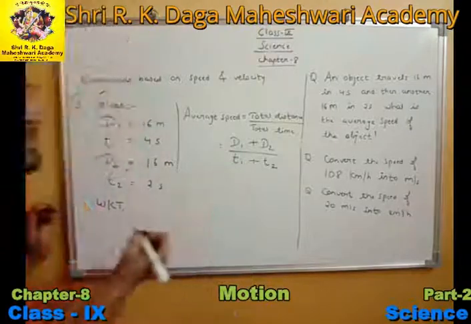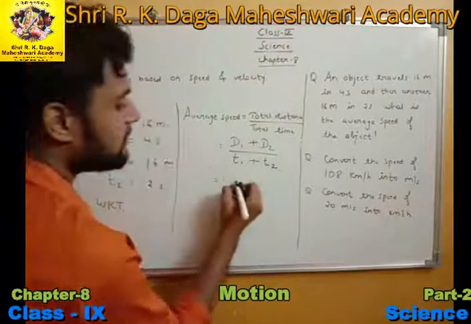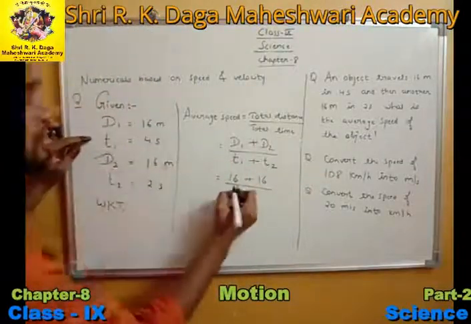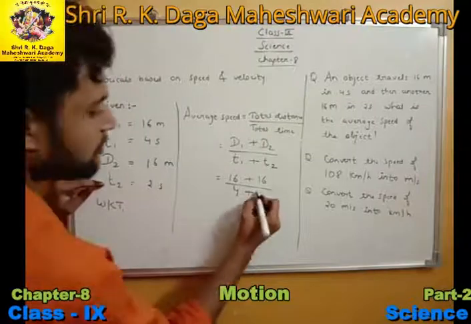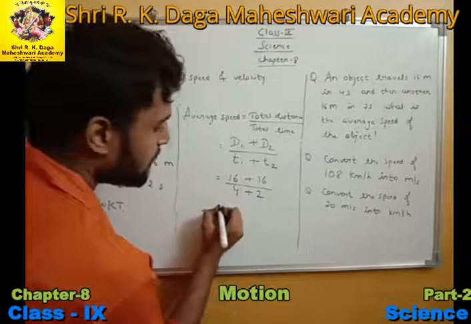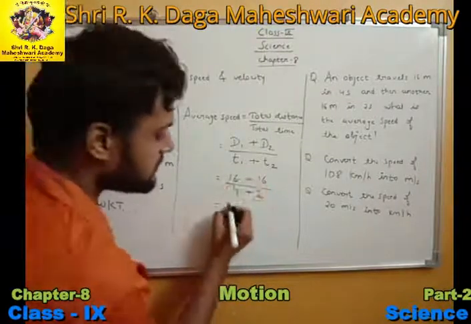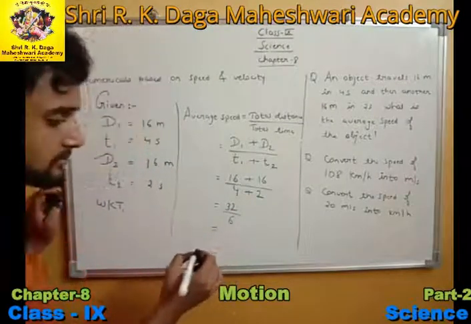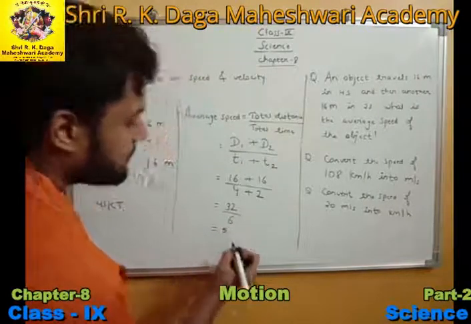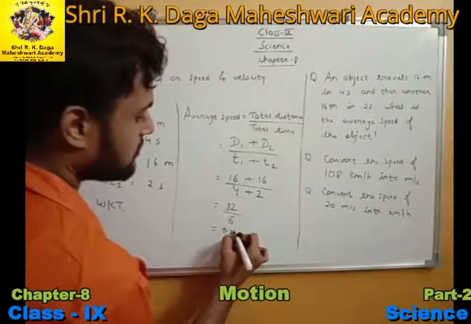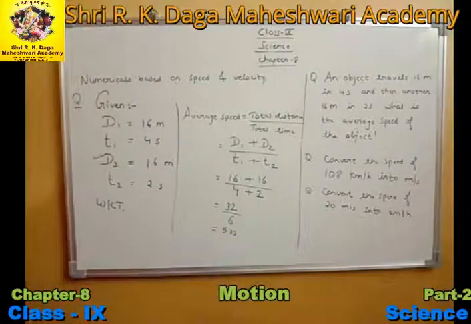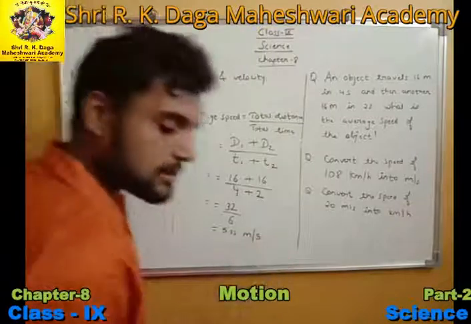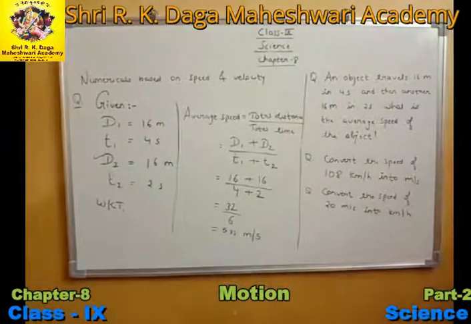On putting all these values, what do we get? d1 plus d2, where t1 is equal to 4 and t2 is equal to 2. On solving, what do we get here? 16 plus 16 is 32 and 4 plus 2 is 6. 6 5s are 30. It will be 5.33. What will be the unit of speed here? Meter per second. I hope it is clear to all of you.